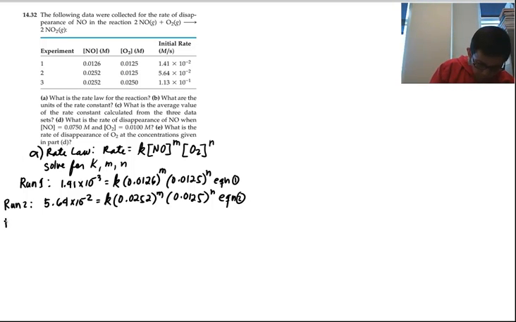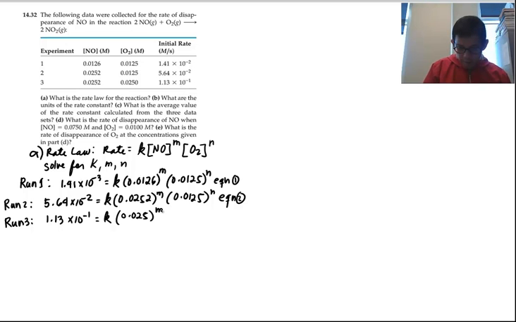Let's do run number 3. The rate was 1.13 times 10 to the negative 1 equal to k, and NO was 0.0252 to the m. O2 was 0.0250 raised to the n, and this is our equation 3. Alright, so to solve for k, m, and n, we need to formulate three equations, which we already did, and now we need to have a plan on how to solve for k, m, and n. So what is the plan?